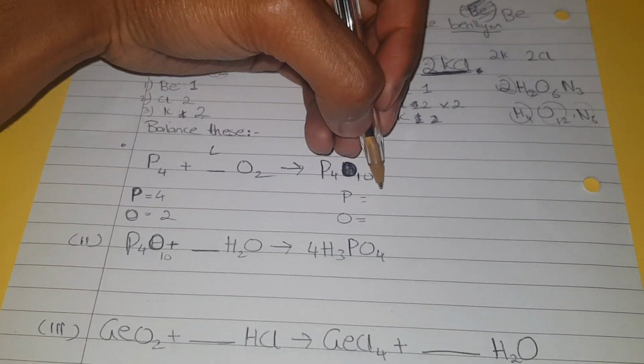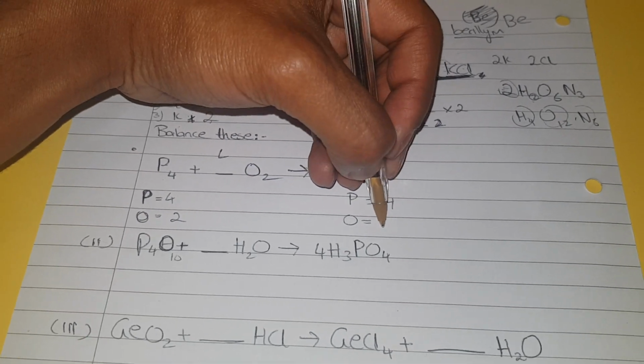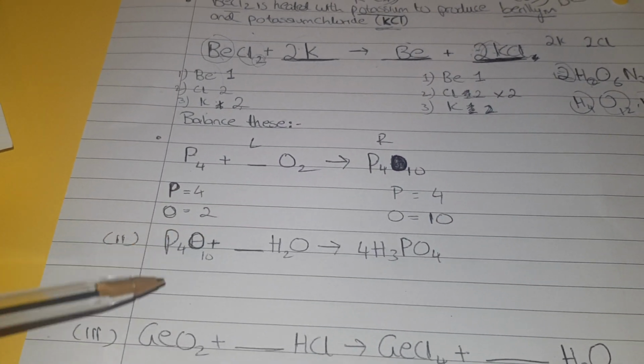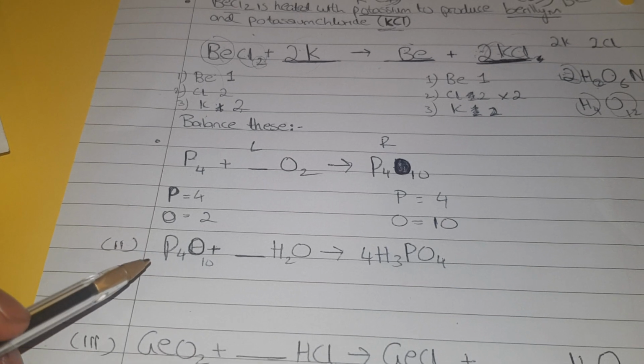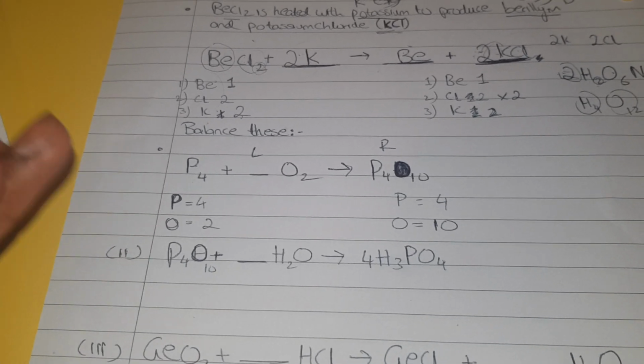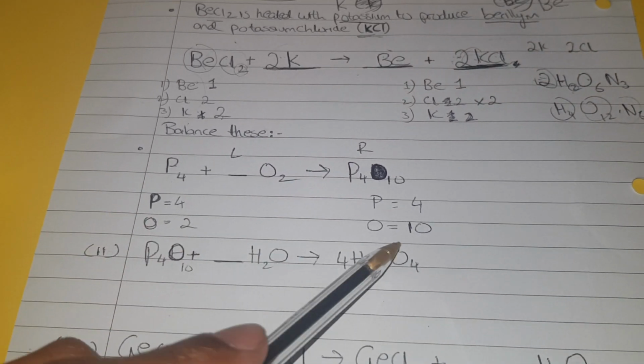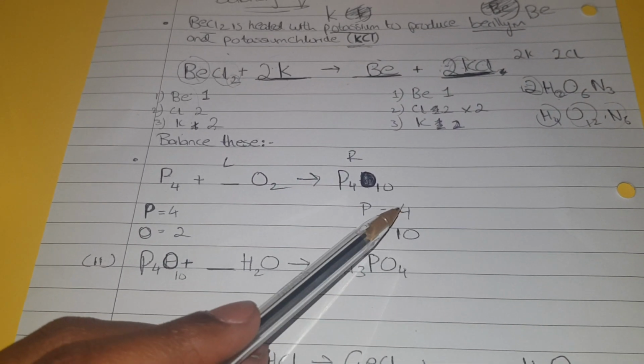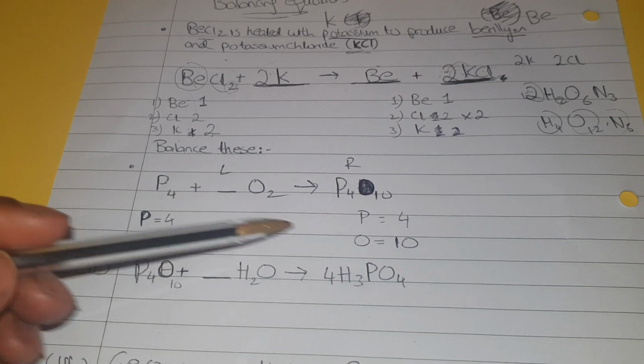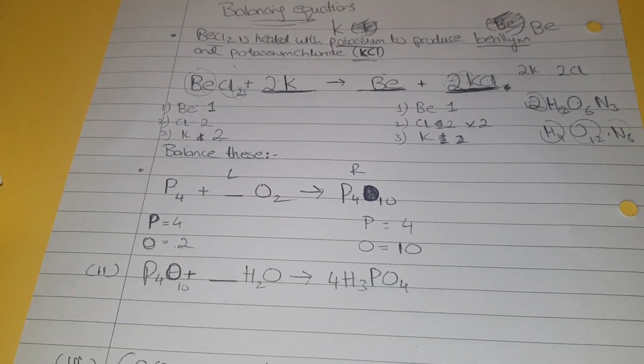Here we have 4 P, but we got 10 oxygen. So the P's are fine. The oxygens are an issue. Now in chemistry you cannot divide, so let's not pull any stunts here. You can't do this divided by 5 because then everything goes crazy. So just multiply the smaller one to get it to be the same as the bigger one.